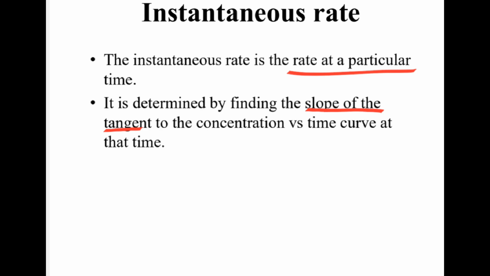What does this mean? A tangent is a line that touches the graph at one point. So since instantaneous means at a particular time or specific time, we have a tangent line.